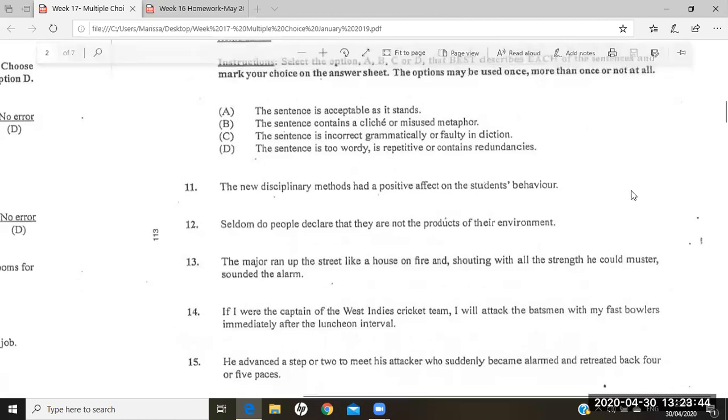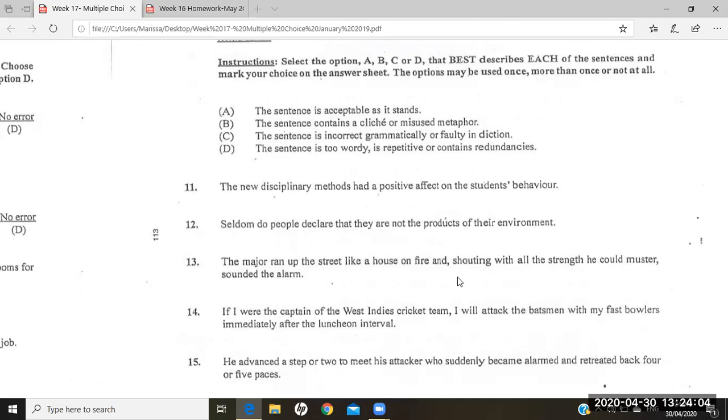So there are two options, A or D. Which one do you think is the answer? A, miss. The answer is A. The sentence is acceptable as it stands. There's no error with the sentence. Number 13.